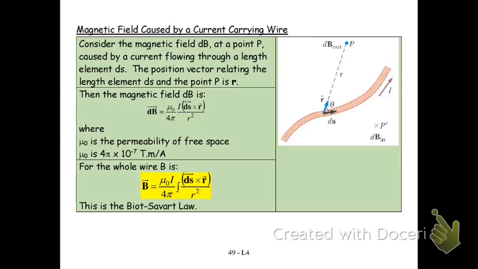Biot-Savart's law basically says, I'm not worried about charges moving through a magnetic field. So you've got to stop thinking about that visualization. That's what we did all last chapter. We talked about charges moving in magnetic fields, be they an independent charge like in the fine beam tube, or be they a charge flowing through a piece of wire. We did all that last time.